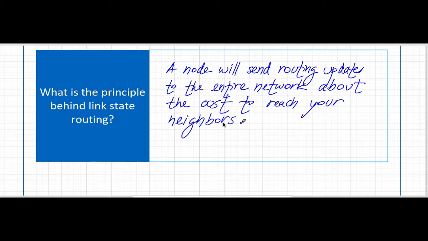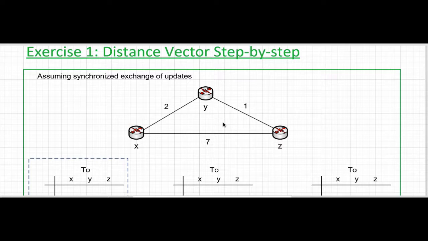So let's look at an example of distance vector. In a separate video, we look at a detailed example of a link state and Dijkstra's algorithm. Now let's look at a specific example for distance vector. We're going to do this step by step. Here we have a network with three nodes, routing nodes X, Y, and Z, and we have the costs between every pair of nodes as 2, 1, and 7.